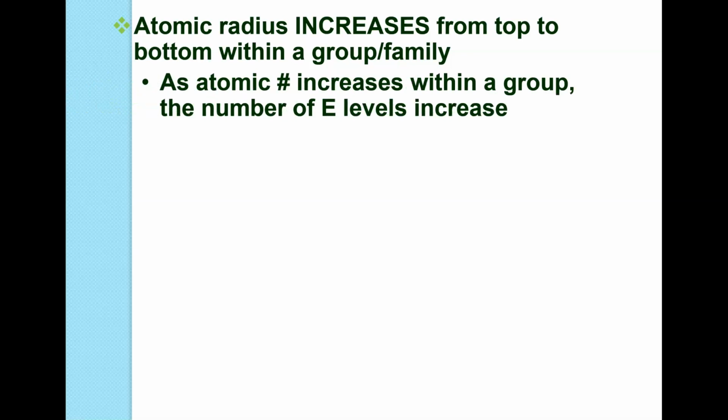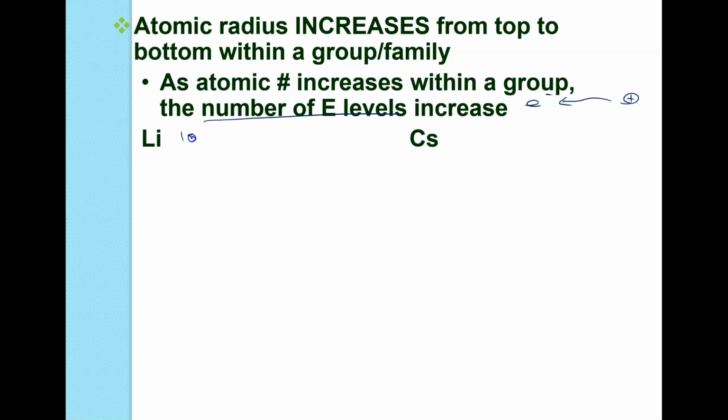Okay, I want you to understand why. It increases from top to bottom within a family because the number of energy levels increases, and the electrons are increasingly farther away from the protons in the nucleus because of those energy levels, and they're not allowed to move between energy levels downwards because they're full. So it's based entirely on that.